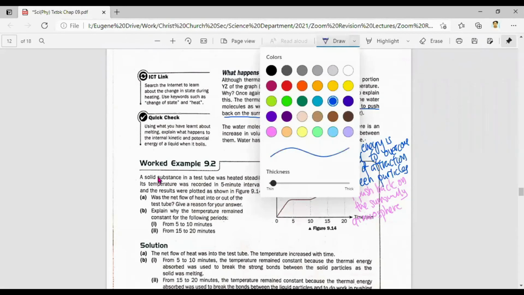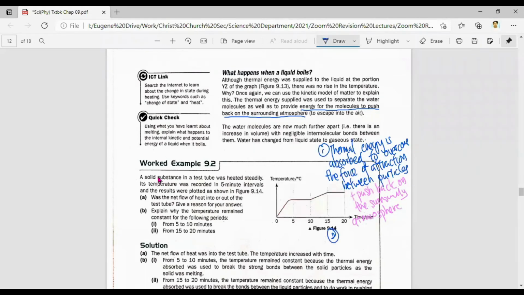Once you are done with this pink color part, the rest of it remains the same. So in this case here, IPE increases. Third, spacing between the particles increases. Hence, fourth part, there's a change in state. So what I'm doing here is showing you that actually the description is exactly the same, just that you need to add in this part here in pink because boiling requires an additional step, which is to push back on the surrounding atmosphere.